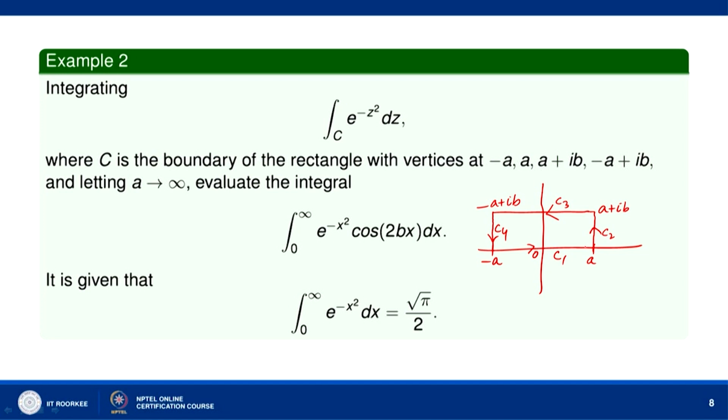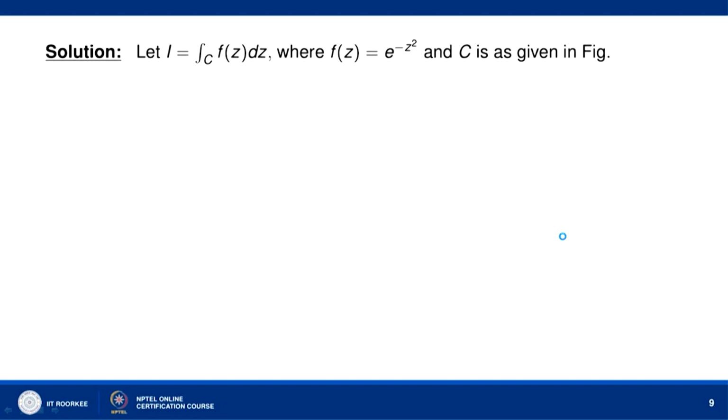So, we will evaluate the integral over C of e to the power minus z square dz along all these 4 parts. The integral over C of e to the power minus z square dz is equal to 0, because C is a simple closed curve and e to the power minus z square is analytic in the whole complex plane. So, it is analytic inside and on this contour C. So, let us find this integral: the integral over C of f(z) dz, where f(z) is e to the power minus z square and C is given here. C as I drew there, let us draw again here.